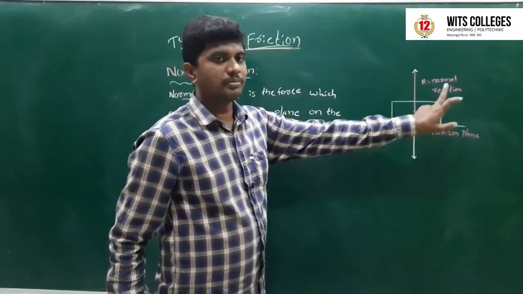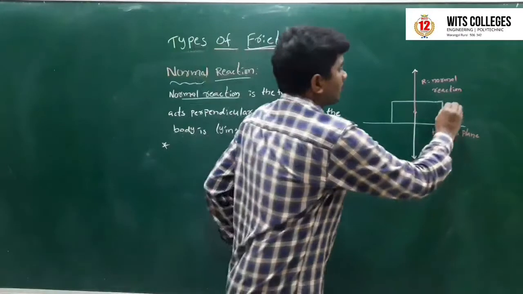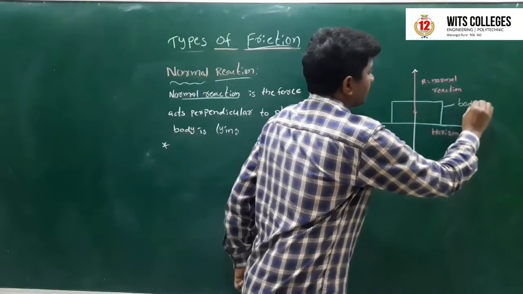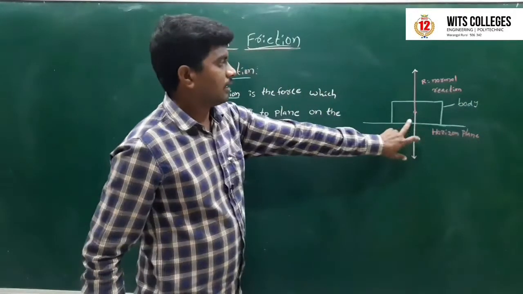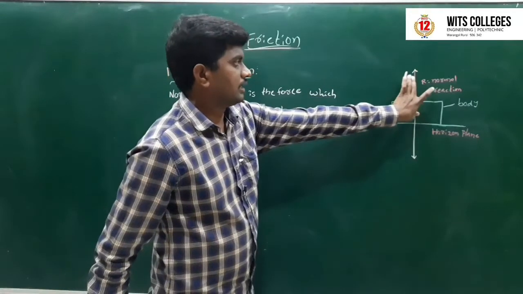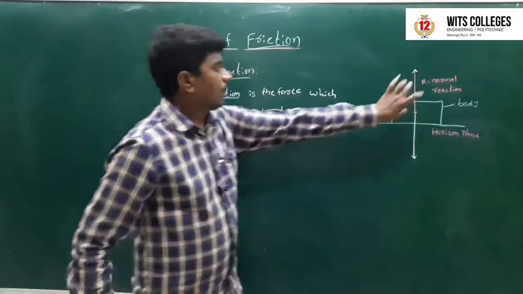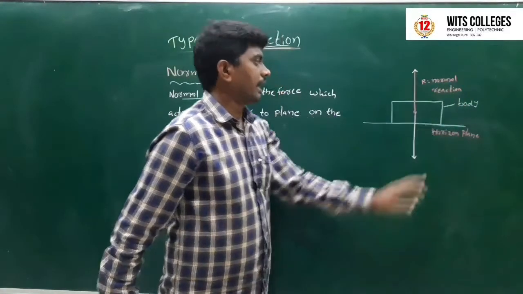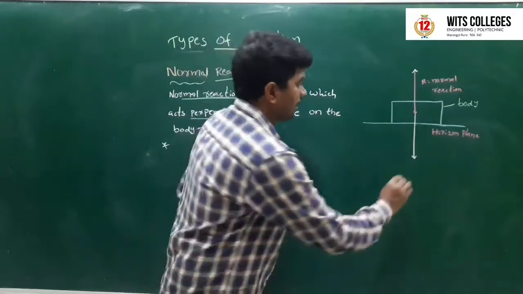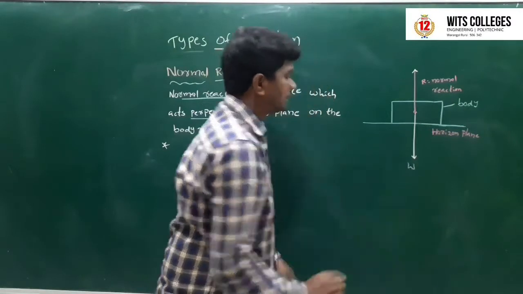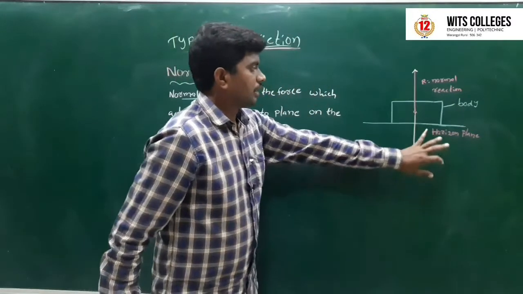Some object or body is on the plane. The upward direction is the normal reaction, the perpendicular. The downward direction is the weight. W is the weight. Repeat once again.